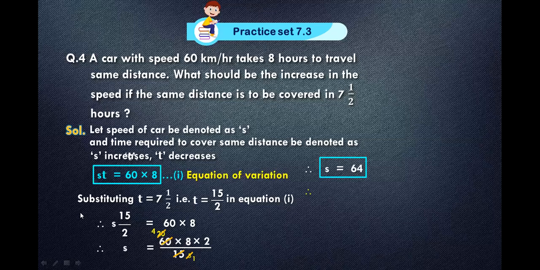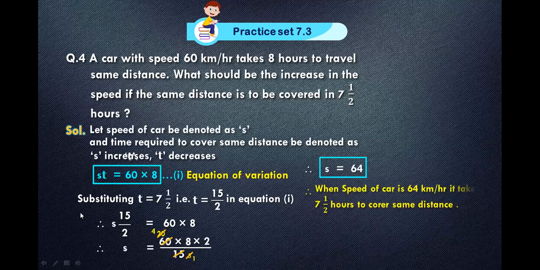4 8s are 32, 32 2s are 64. So the speed of the car is 64 kilometers per hour when it took 7.5 hours to cover the same distance. Okay, start writing, my dear students, and we will continue.